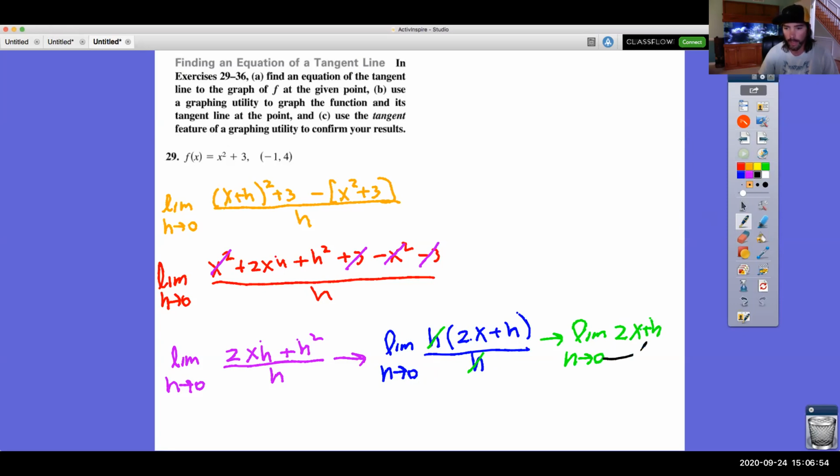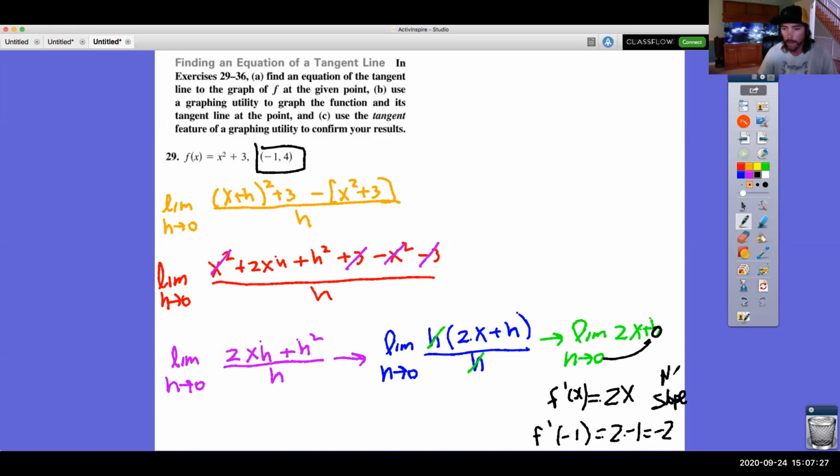Evaluate it. Plug in that 0, and you're left with 2x. That is your equation for your derivative. That will give you the slope at any point. I am interested in the slope at -1, 4. So I need to find f prime of -1. 2 times x, 2 times -1, is -2. That is my slope of my tangent line at -1, 4.